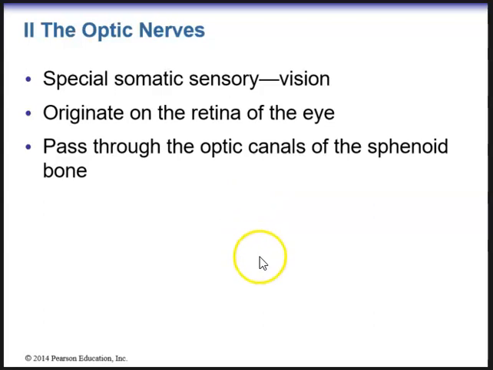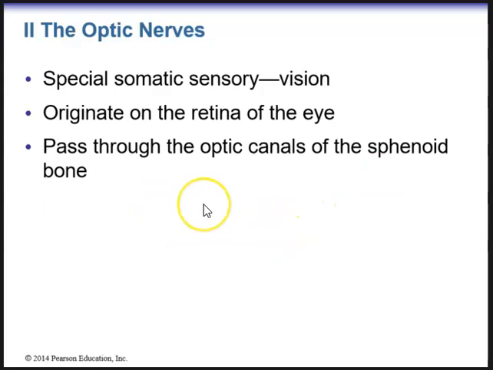Cranial nerve 2 is the optic nerve. Again, it's special somatic sensory, so purely sensory, and it helps us with our vision. It originates on the retina of the eye, will then pass through the optic canals of the sphenoid bone that we saw in the skull.